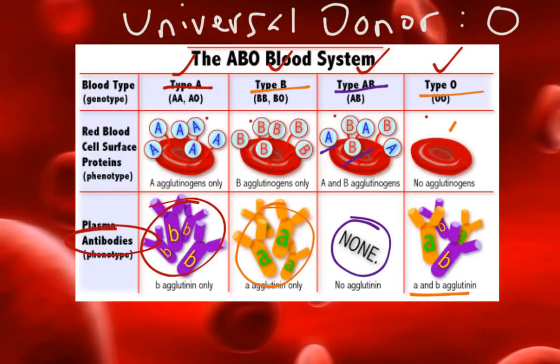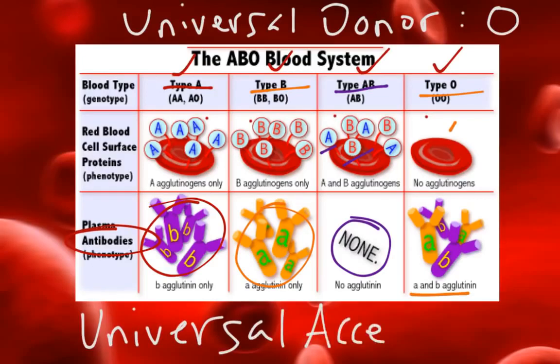If you are type AB, we call you the universal acceptor. And what that means is that you can accept blood from people who are type A, people who are type B, people who are type AB, and people who are type O.